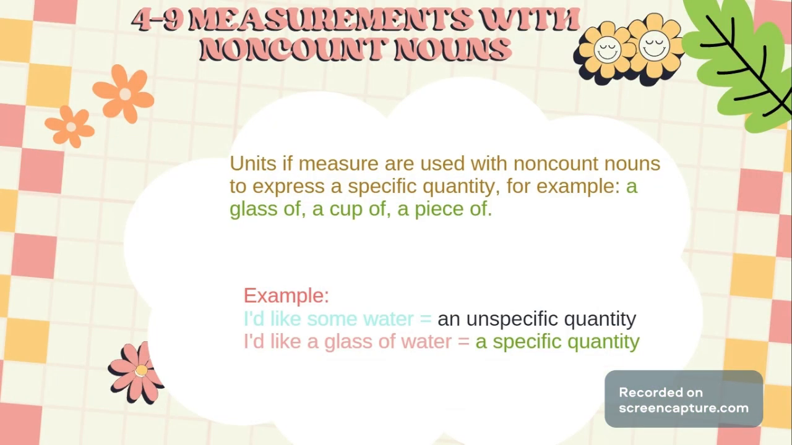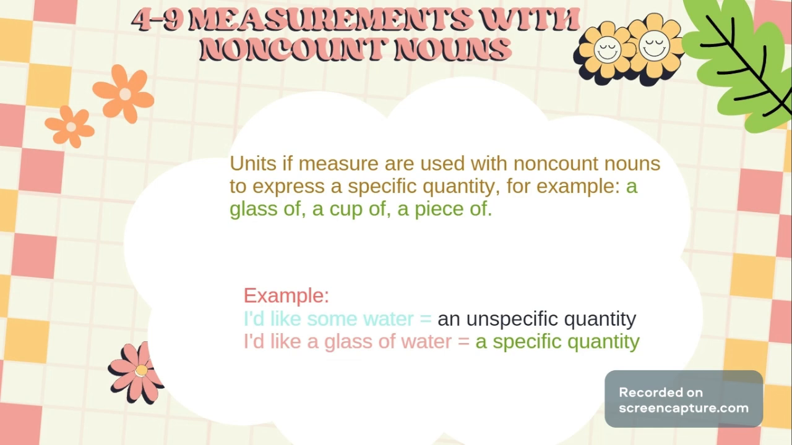Next, measurements with non-count nouns. Units of measure are used with non-count nouns to express a specific quantity. For example, a glass of, a cup of, a piece of. Example: I'd like some water, an unspecific quantity. And I'd like a glass of water, a specific quantity.